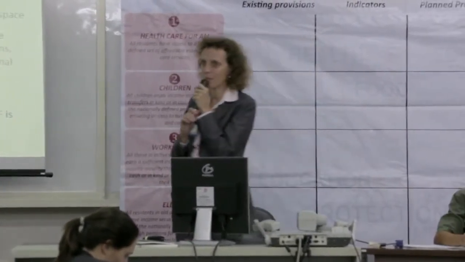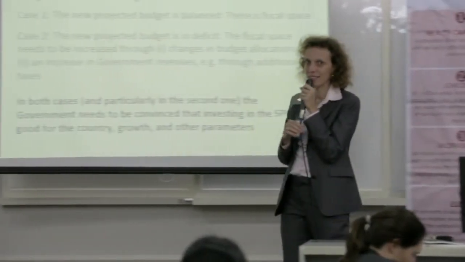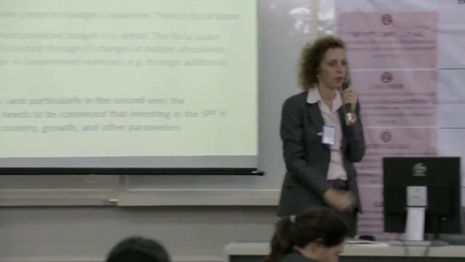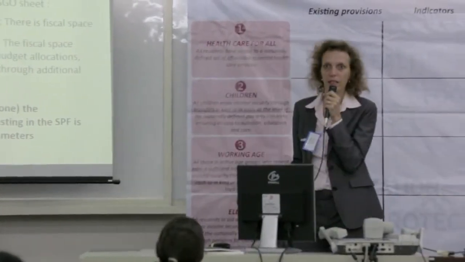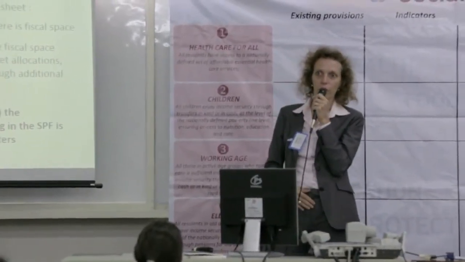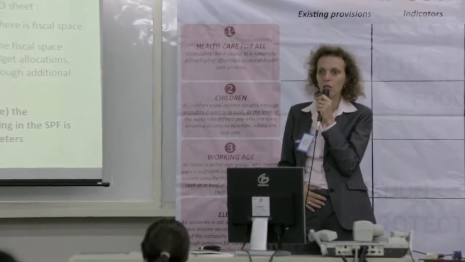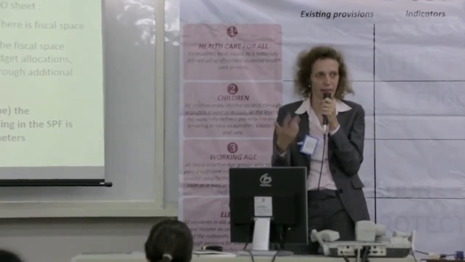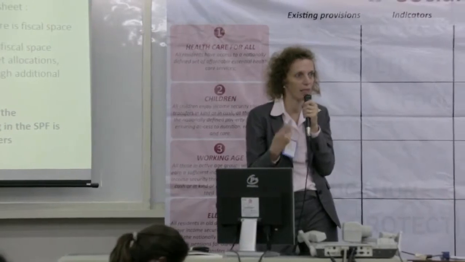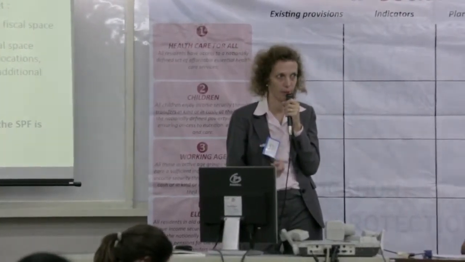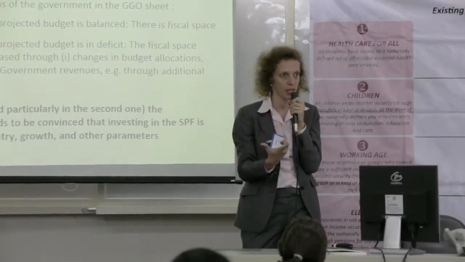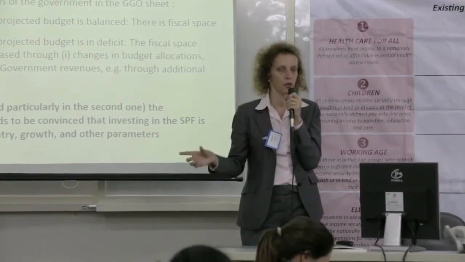So in both cases, but particularly in the second case, the government will do nothing if they are not convinced that investing in the social protection floor is a good idea for the country. So in addition to working on these technicalities and all these numbers, you really need to have a strong advocacy power. UNICEF commissioned a study called the rate of return of social protection.